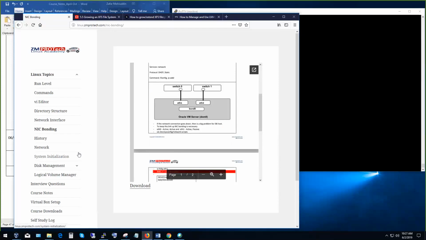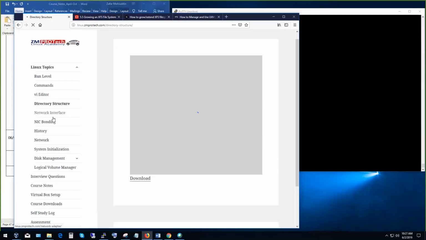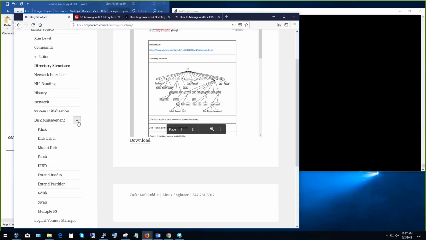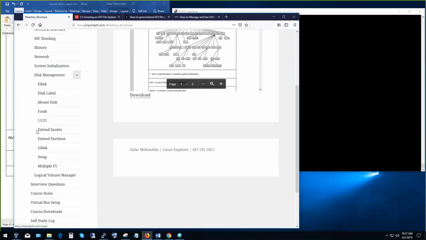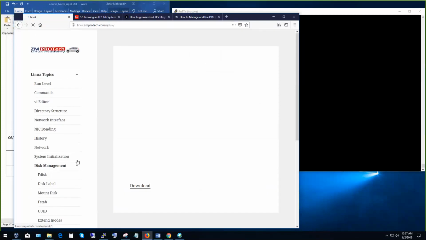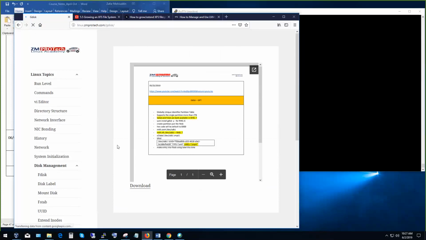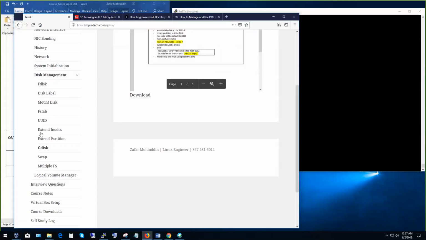Or let's see here, directory structure. You would see in an environment, they would never use fdisk. They may end up using only gdisk. So you'll be surprised, if they're using gdisk, then you just do gdisk instead of fdisk.